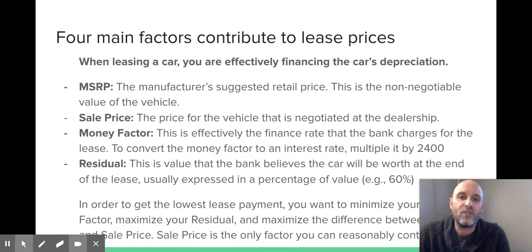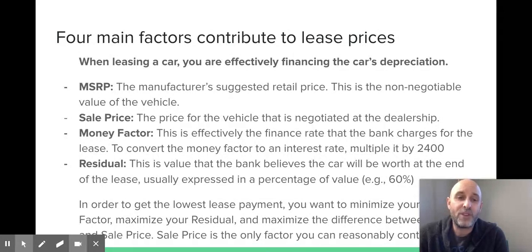In order to get the lowest lease payment possible, you want to think of these things as levers, things that can go up and down. You can move them around. The MSRP, you can't really change that at all. But if you're leasing an $80,000 car, it's probably going to cost you more a month than a $20,000 car.